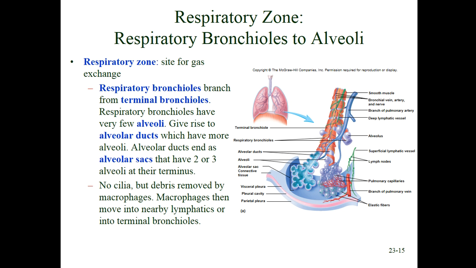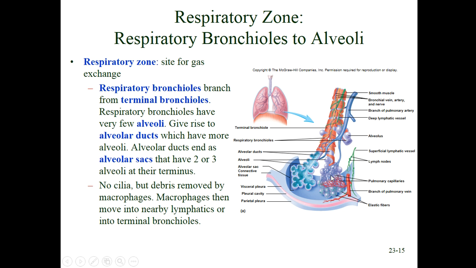I'll say it again, it's so important. The alveoli are the only part of the respiratory system permeable enough to allow for gaseous exchange. You might recognize that phrase. When we talked about the circulatory system, we learned that the capillaries are the only blood vessels permeable enough to allow for gaseous exchange.